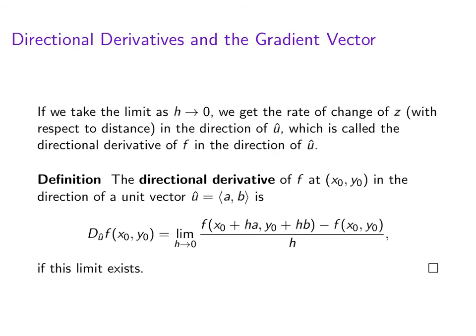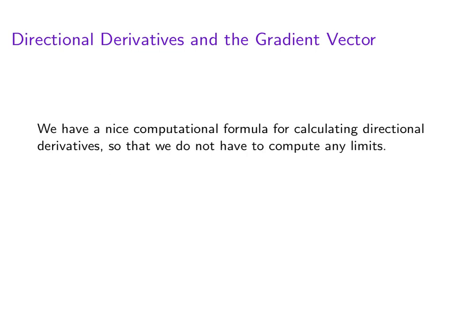So as a definition, we're going to say this. The notation that we're going to use for directional derivative, we're going to use a capital D for directional derivative, and then a subscript of the unit vector, and then whatever function we're dealing with, and then the coordinates of the point at which we're evaluating the directional derivative. And it's equal to this limit, assuming that this limit exists. Now we don't want to compute limits every time we want to do a directional derivative, so we're going to give a nice computational formula for computing this. Then we can avoid computing limits.